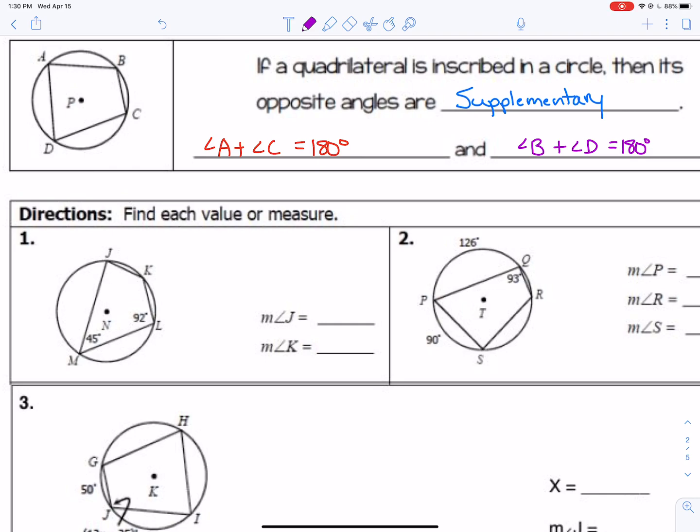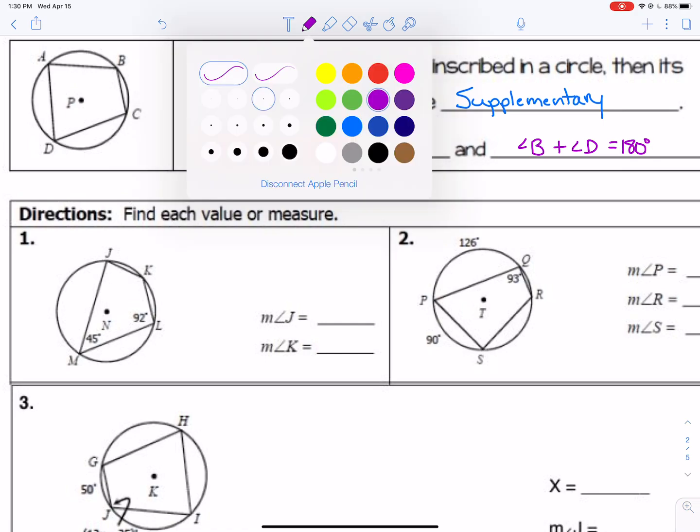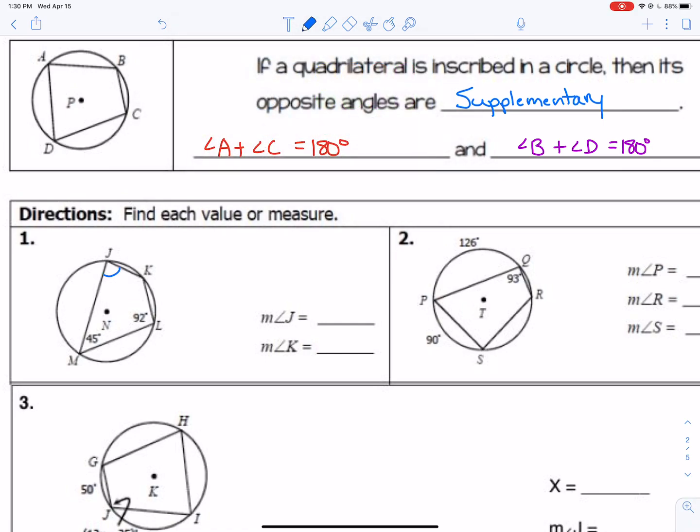So for number 1, it wants us to find the measure of angle J. Looking at the figure, J is opposite of L, and so these two should add up to 180. So let's say 180 minus 92 to figure out angle J, which is just going to be 88 degrees. That's pretty quick and easy if that's all we need.